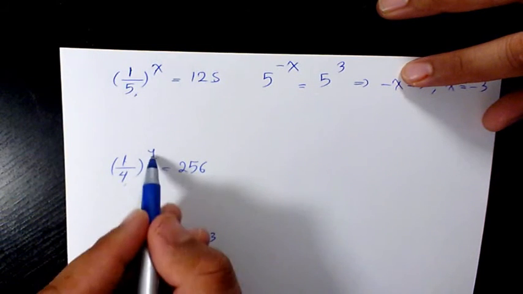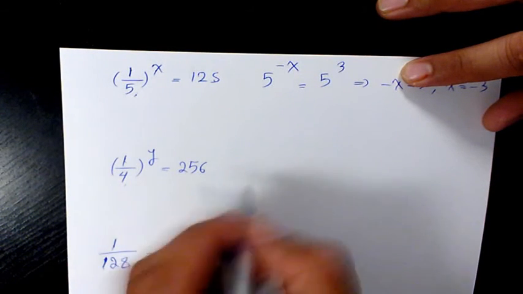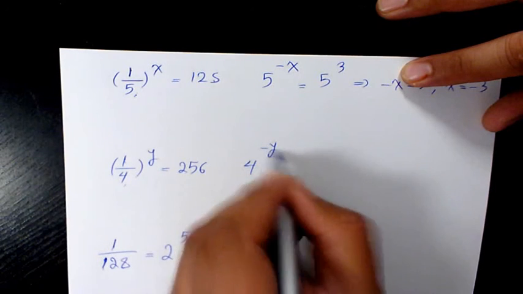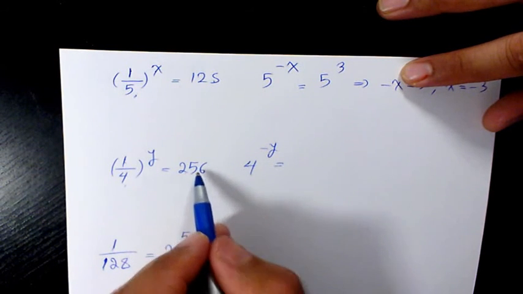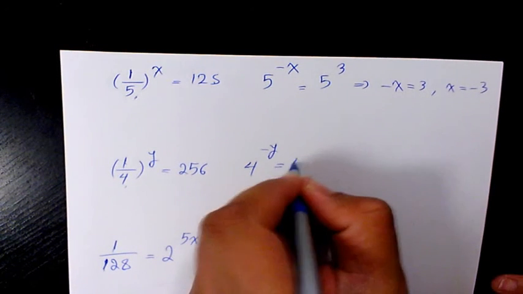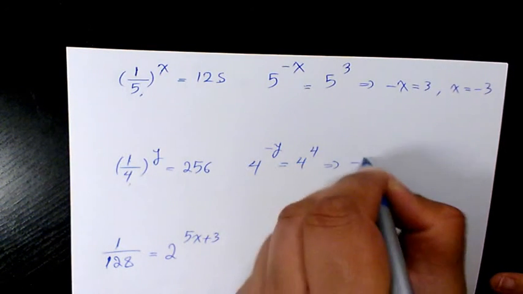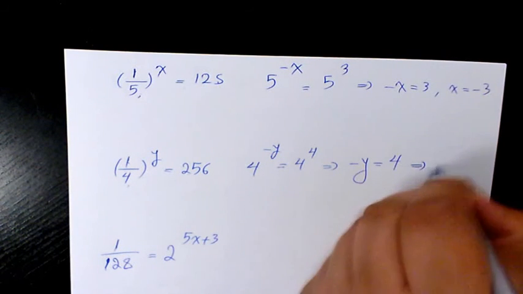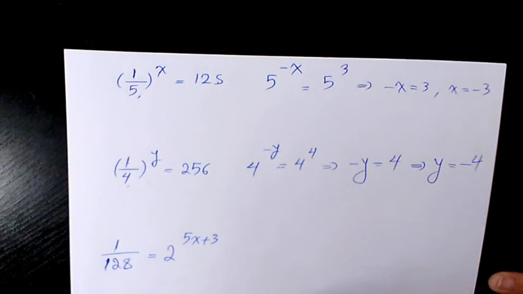1 over 4 to the power of y equals 256. So we can say 4 to the power of negative y equals 256. So what is 256? 256 is 2 to the power of 8 or 4 to the power of 4. So negative y is the same as 4. So y will be negative 4.